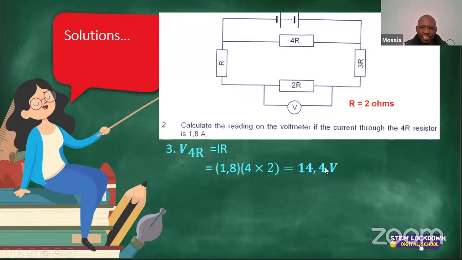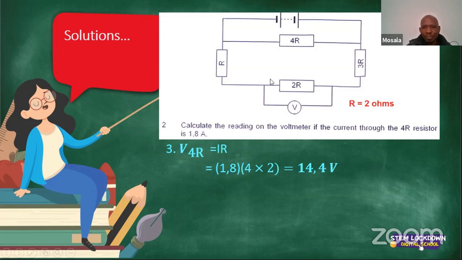It will be 14,4 volt, right? So now, but this is not what we are asked to calculate. We're just asked to calculate the reading on the voltmeter. Now, what is it that we know about resistance? So the voltage. We know that the resistors that are in parallel will have the same voltage.